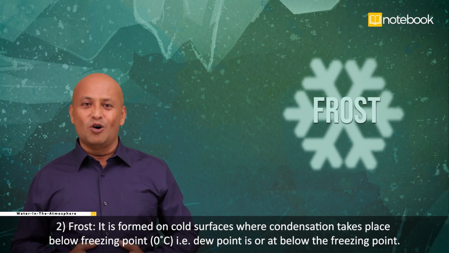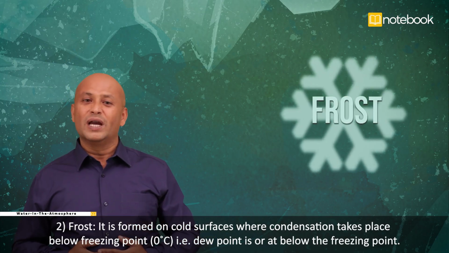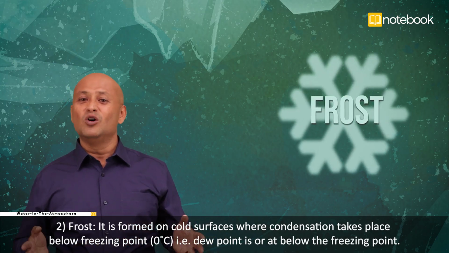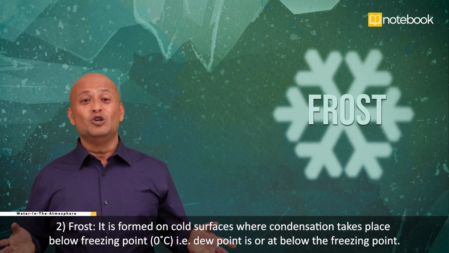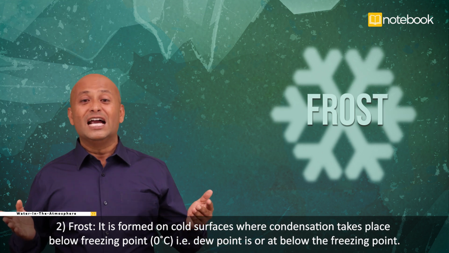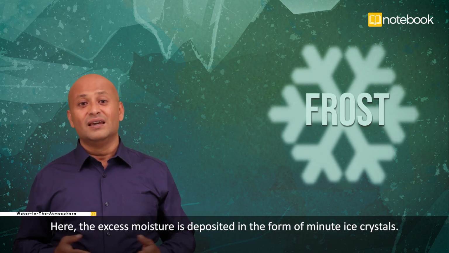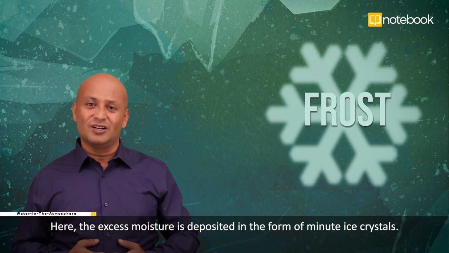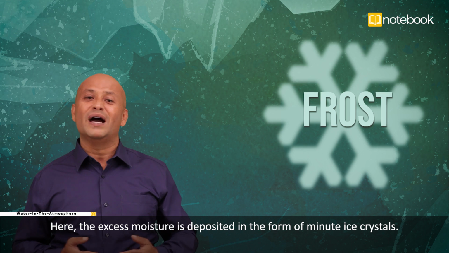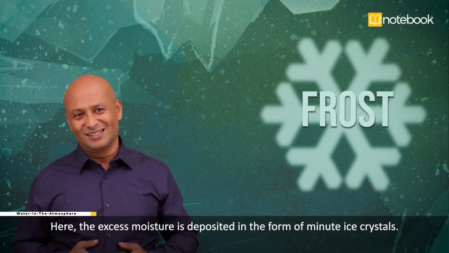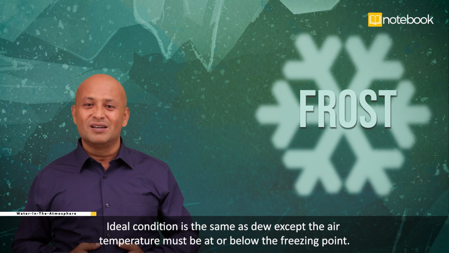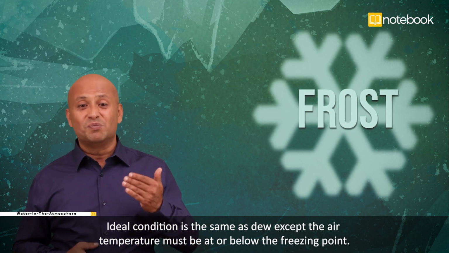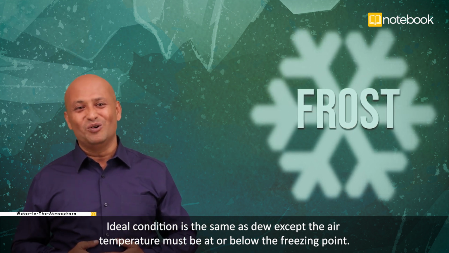Frost. It is formed on cold surfaces where condensation takes place below freezing point, that is 0 degrees Celsius. Dew point is at or below the freezing point. Here, the excess moisture is deposited in the form of minute ice crystals. Ideal condition is the same as dew, except the air temperature must be at or below the freezing point.